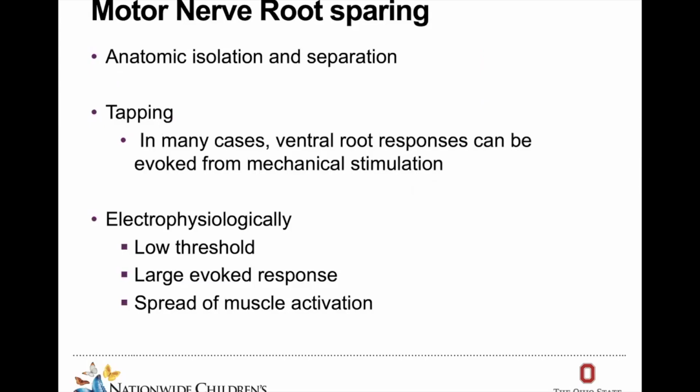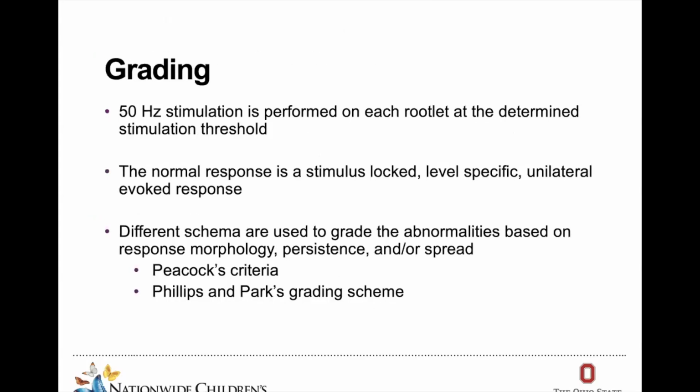Oftentimes, mechanical tapping can differentiate dorsal versus ventral nerve roots, and electrophysiologically, lower thresholds and larger evoked responses really tell you that you have a motor nerve root and that you're not going to section in the ambulatory children. Grading is usually performed at each rootlet to determine the stimulation threshold. The normal response is a stimulus-locked, level-specific unilateral evoked response. Differential schema are used to grade the abnormalities based on morphology, persistence, and spread.